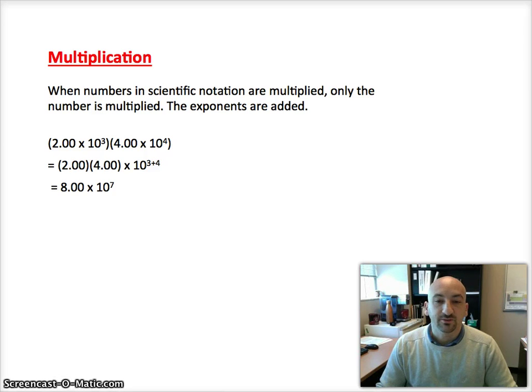Multiplication and division are slightly different. When you're multiplying two numbers written in scientific notation, we multiply the numbers first, and then we add the exponents. Here we have 2.00 times 10 to the third and 4.00 times 10 to the fourth, and we're multiplying these two numbers together. We take 2.00 times 4.00, which is equal to 8.00. Now we look at the exponents, 10 to the third and 10 to the fourth, and we add those exponents together. 3 plus 4 is 7, so we get times 10 to the 7th. The final answer here is 8.00 times 10 to the 7th.